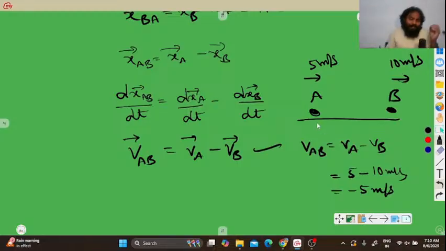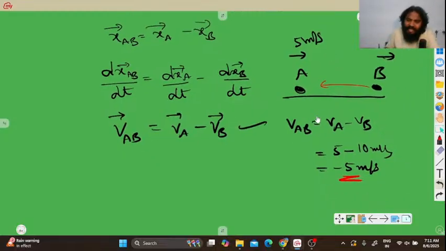It means that the person in car B, who is observing car A, feels that the person in car A is slower than him. How much slower? 5 meters per second. This is what the person in B feels.